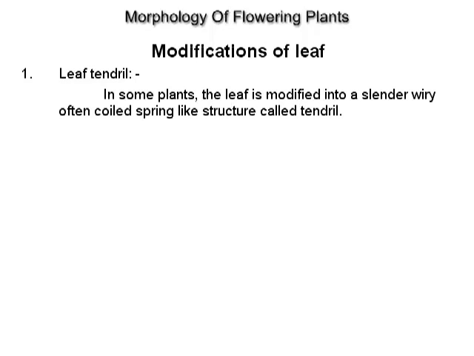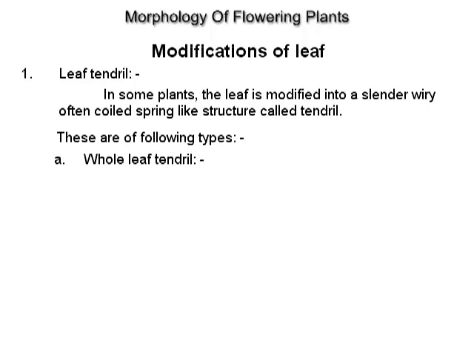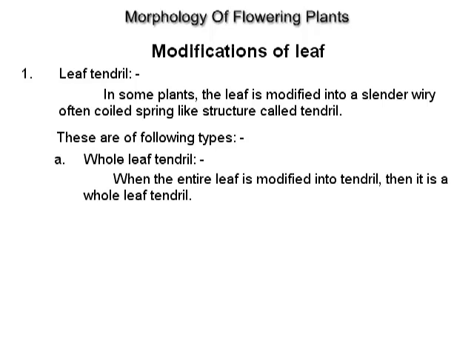Modifications of a leaf. Leaf tendril. In some plants, the leaf is modified into a slender, wiry, often coiled spring-like structure called a tendril. These are of the following types. Whole leaf tendril. When the entire leaf is modified into a tendril, then it is a whole leaf tendril. For example, wild pea, Lathyrus aphaca.